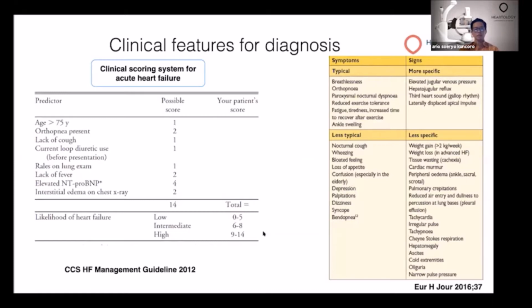And you can use several other scores out there. The left side is a clinical scoring system for acute heart failure, endorsed by the Canadian Society. And on the right are the symptoms of heart failure, which you can find in the guideline from the ESC. And of course, we are also well aware that there are other clinical scores, like the Framingham score, which helps you to define whether the patient has heart failure or not.